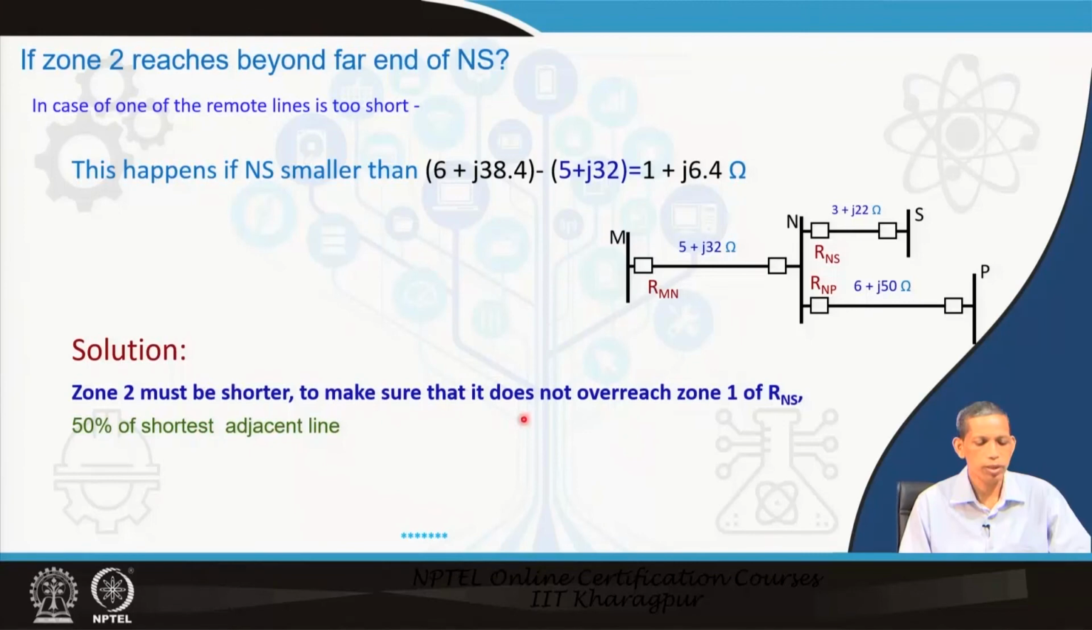So, what is being done in this case is that we can take the shortest line, 50% of that, plus this line impedance. That may be a guiding factor for this one. In case of zone 3, we take the longest line. In case of zone 2, we can take the shortest line, 50% of that, for avoiding such protection issues between zone 2 of here and zone 2 of there. Thank you.